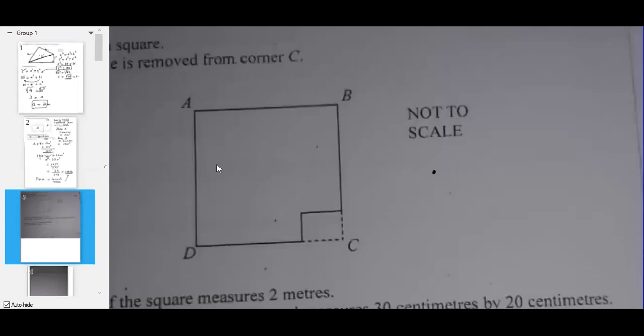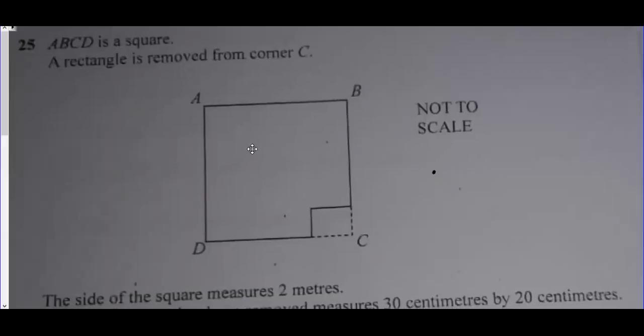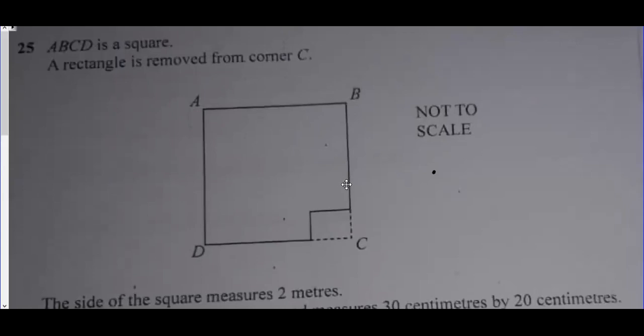The next question is, okay, this picture looks dark, but this is how much my student was capable of capturing, but there's no problem since we can be able to read the writings. So let us proceed. A, B, C, D is a square. Okay, we are given that A, B, C, D is a square. So A, B, C, D, this shape here is a square.